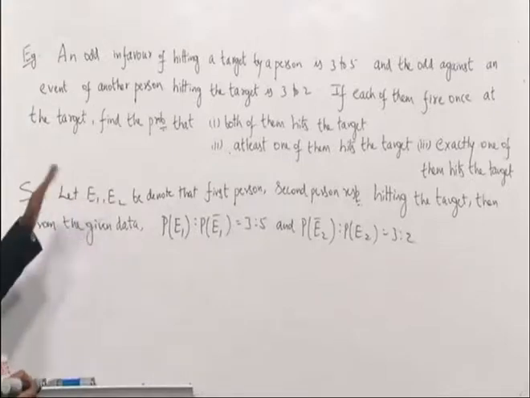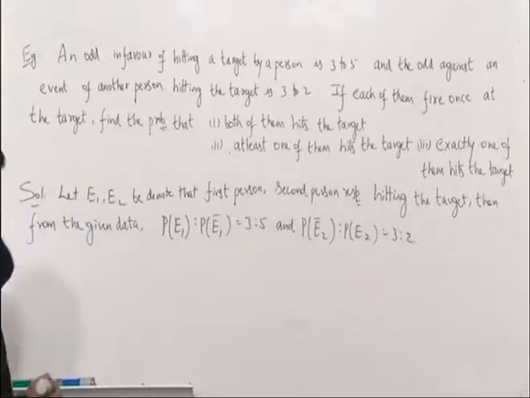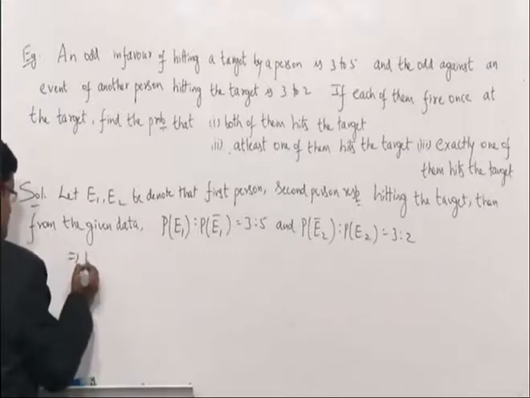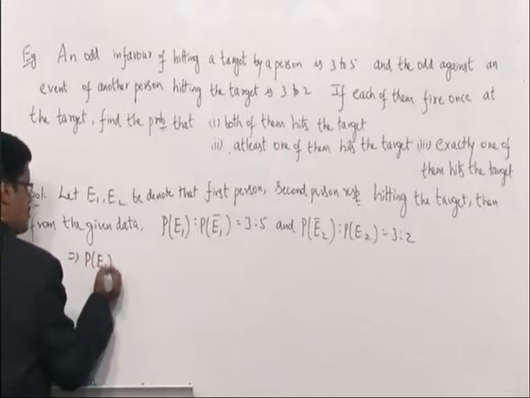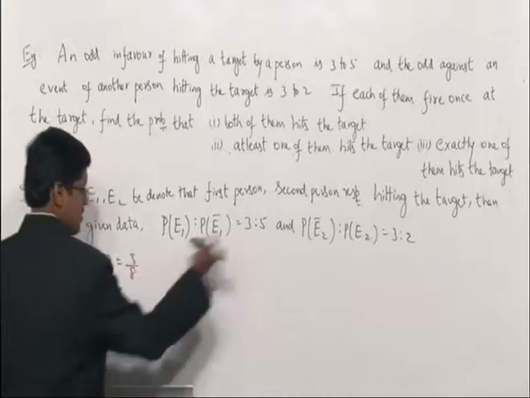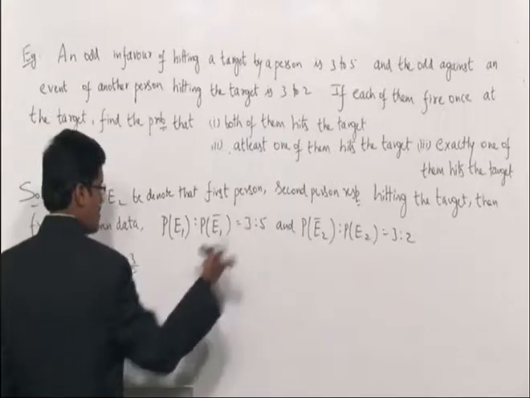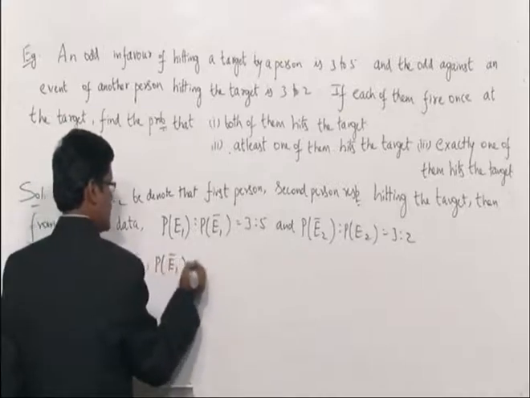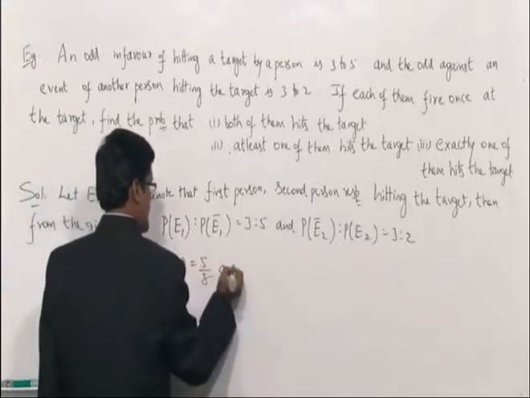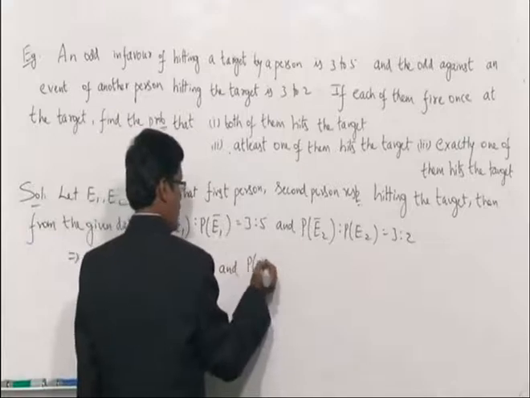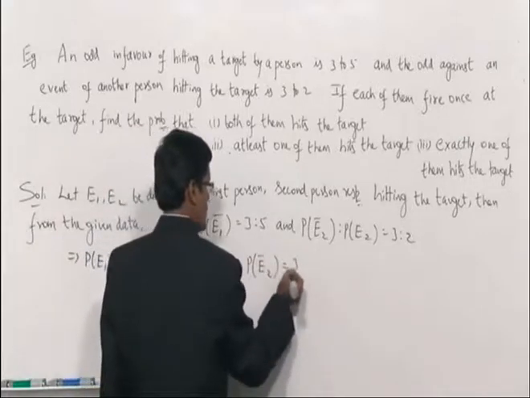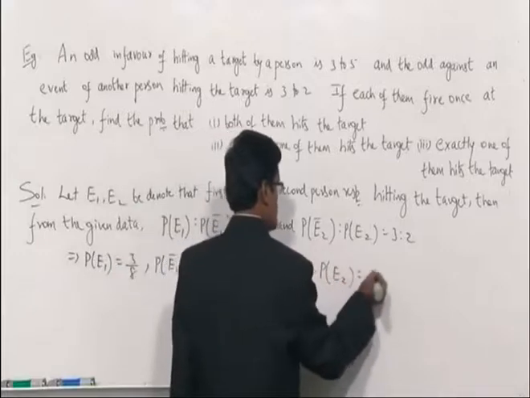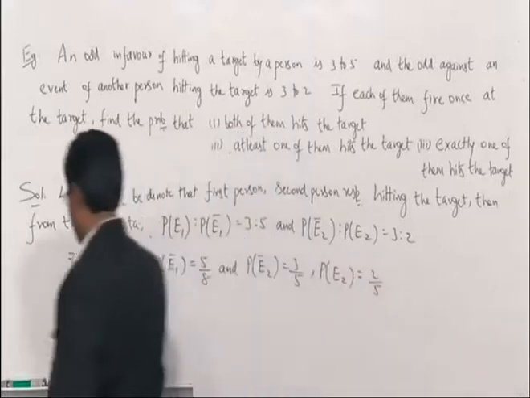After assigning E1, E2 to the first person and second person hitting the target, what is the question? From this, P of E1 according to ratios is 3/8, total share is 8. E1 share 3, E1 bar share is 5. P of E1 bar is equal to 5/8. And P of E2 bar is 3/5, P of E2 is equal to 2/5.